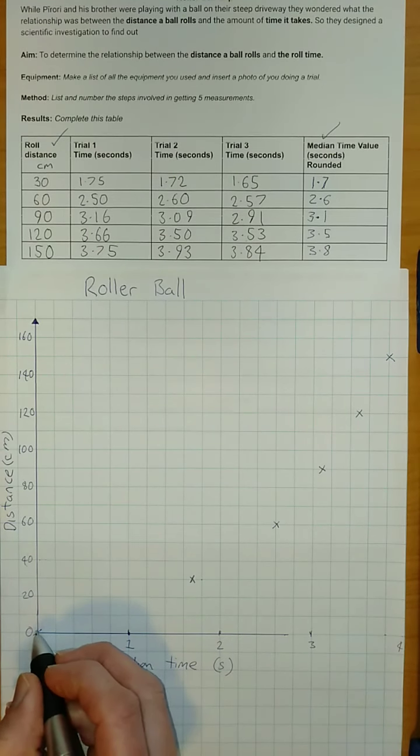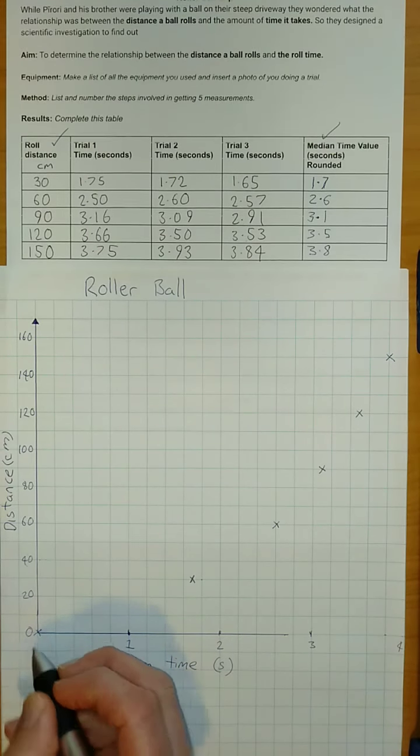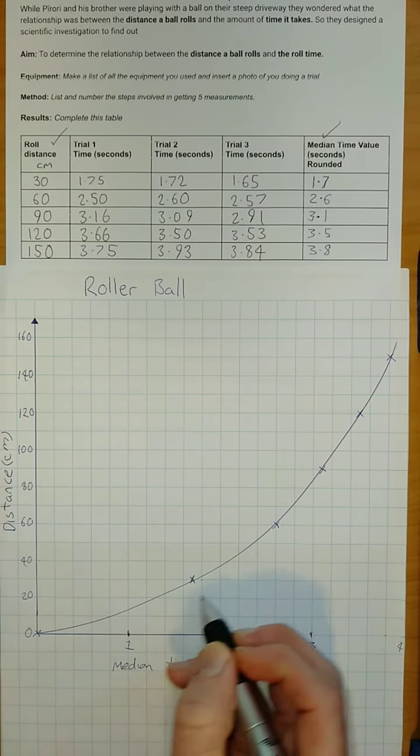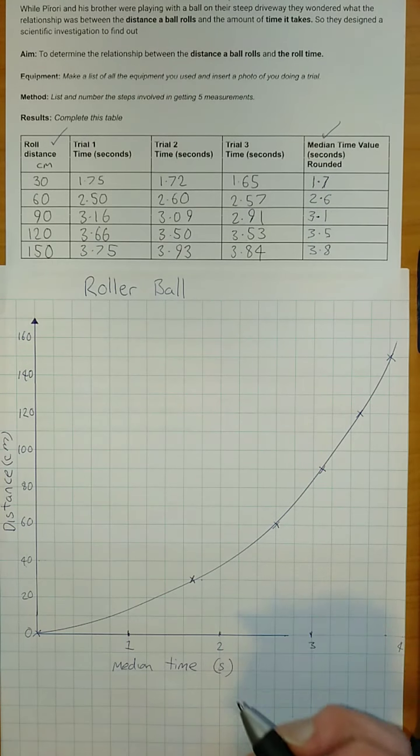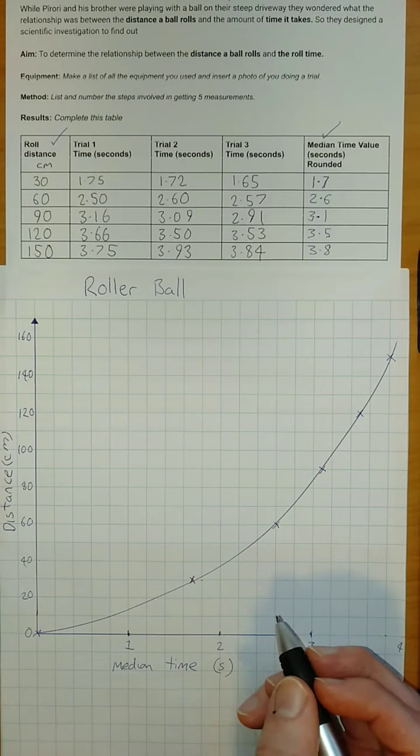Of course, 0, 0 is technically a point as well. And you can see for this graph, I've drawn a nice smooth curve using a flexible ruler. And it shows that it's getting steeper and steeper, the shape of this curve, which is very interesting.